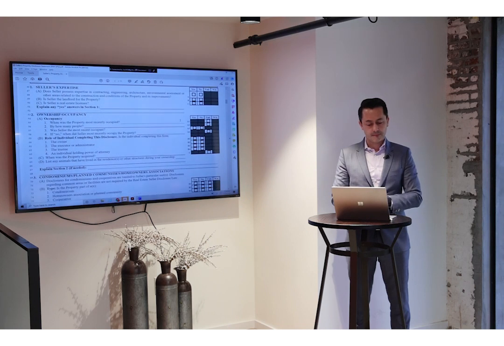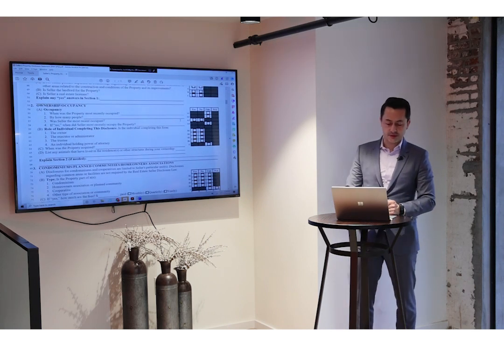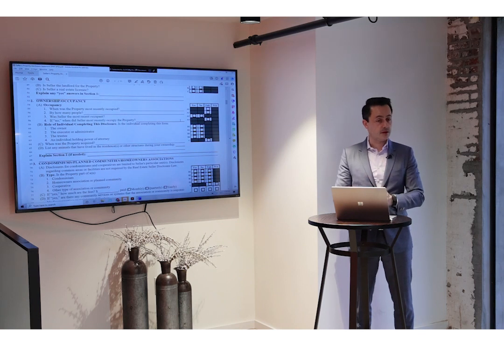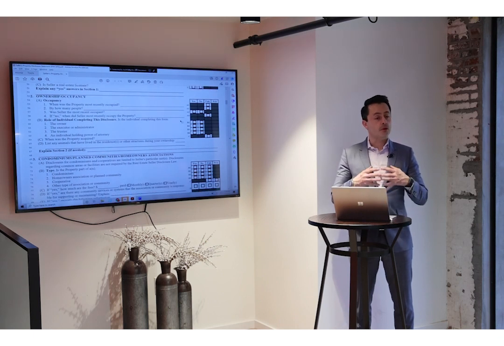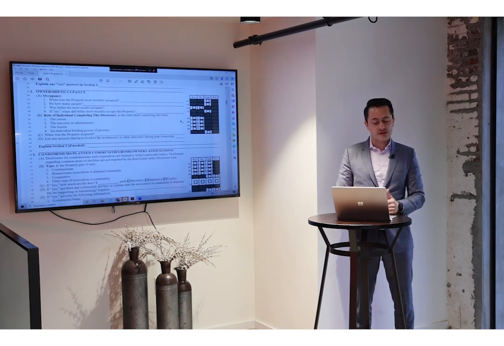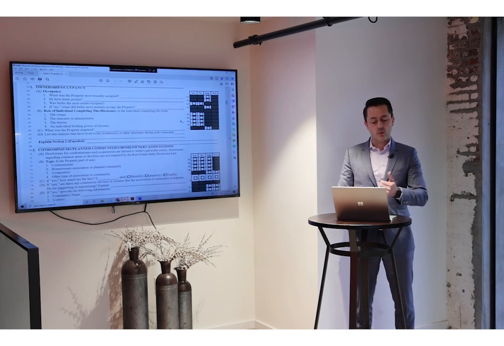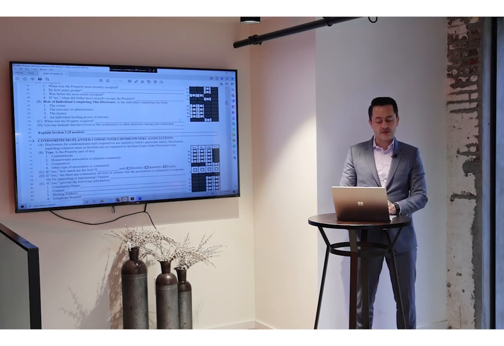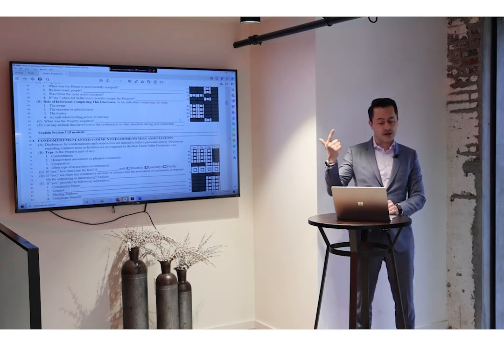Okay? Ownership, occupancy. When was the property most recently occupied? You got to put in there at least a month and a year, okay? By how many people? You gotta put how many people were living in the home. Was the seller the most recent occupant? Yes, no. If no, then when did the seller most recently occupy the property? And then the role of the individual completing the disclosure. Is it the owner, the executor, the trustee, an individual holder, partner, or attorney?